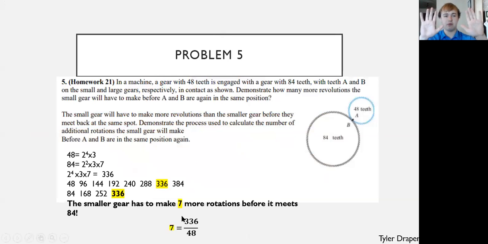I'm going to show you an example here. So this is the 84 teeth. This is our 48. So as 84 is making one loop, 48 has to make 7 until they meet up again. So here we go. We got 84 moving. 1, 2, 3, 4, 5, 6, 7. So 48 has to spin 7 times before it meets 84 once. So we have a ratio of 7 to 1.